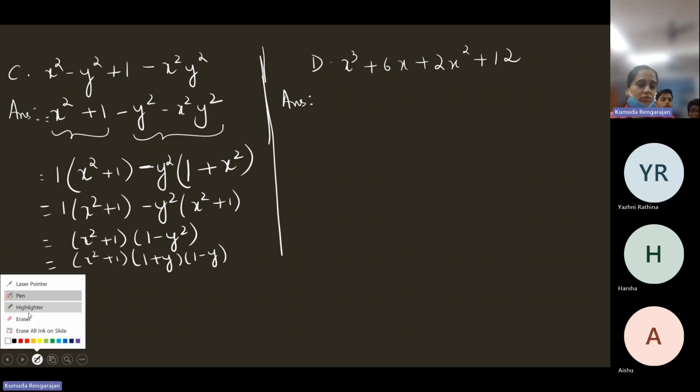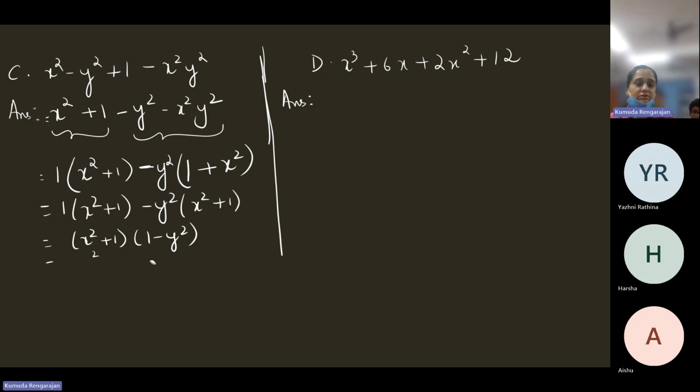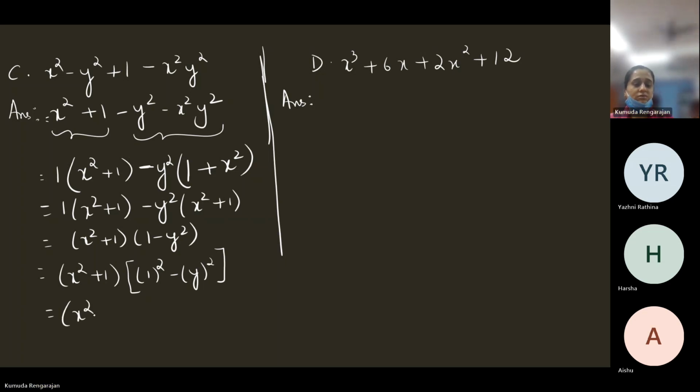No, see, if you want one more step, you can write it like this: x squared plus 1, you can write this as 1 the whole square minus y the whole square, like a square minus b square. So it is a plus b, 1 plus y, into a minus b, 1 minus y. Maybe you can just put an arrow and insert this step.